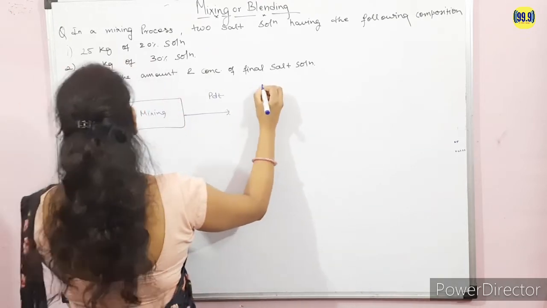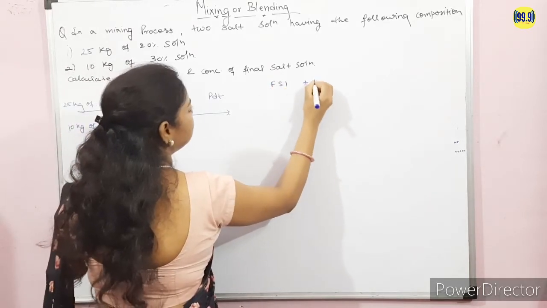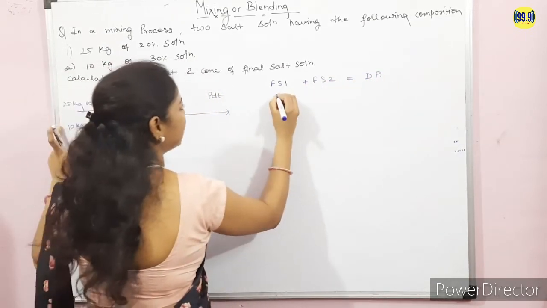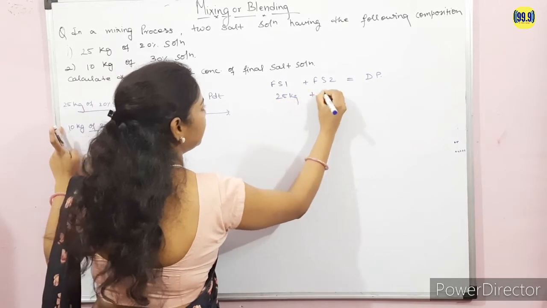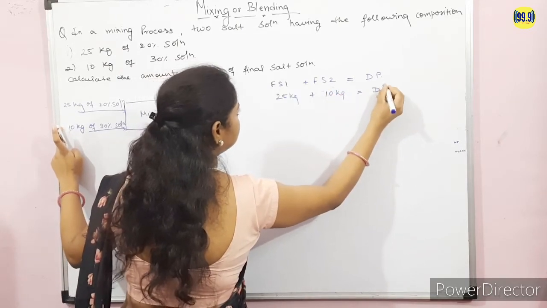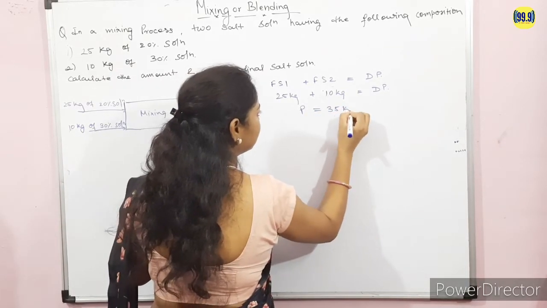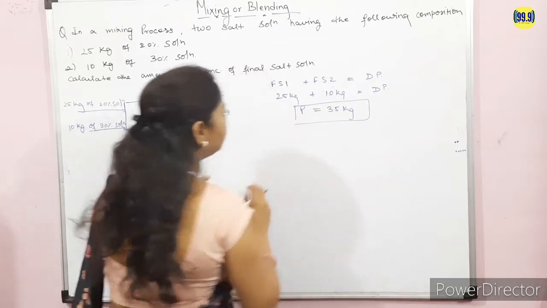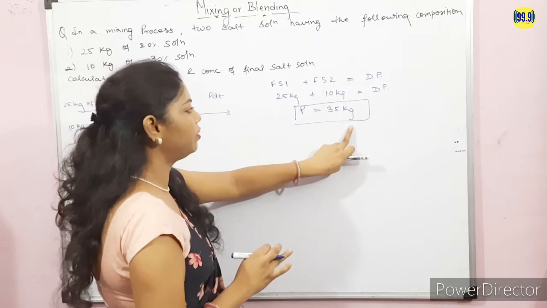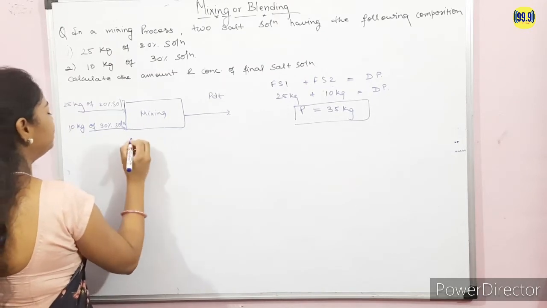So first the material input stream, feed stream 1 plus feed stream 2, is equal to the desired product. Feed stream 1 is 25 kg plus 10 kg, and the desired product which we get from here is 35 kg. So the amount of output of this salt solution is 35 kg.